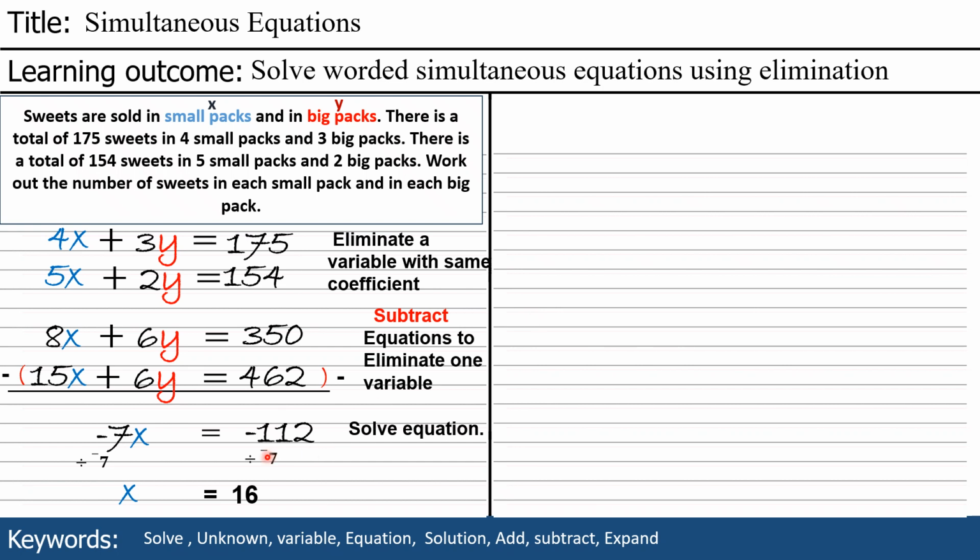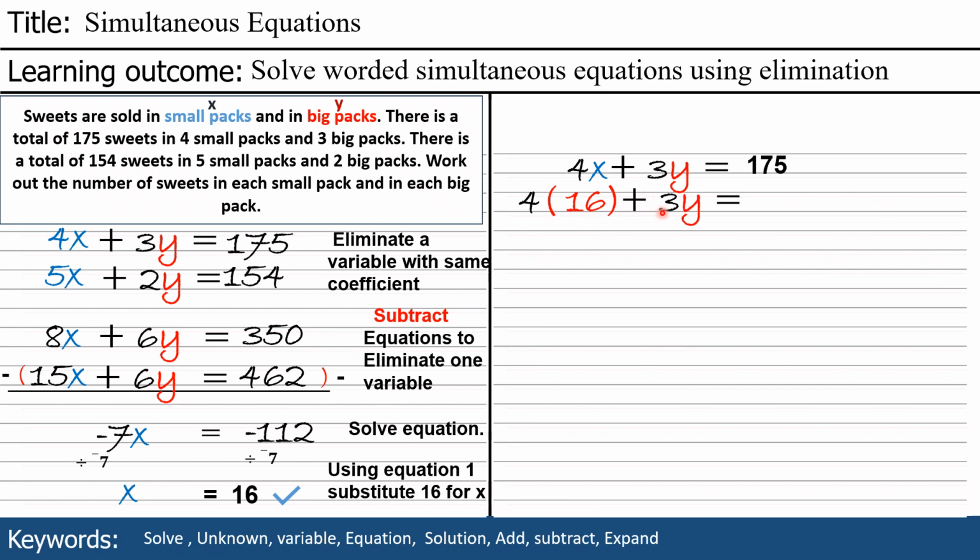Now, stay with us here. We will replace our x with 16 in equation 1 in order to find y. So let's write equation 1. Now replace our x with 16, so that's 4 times 16 add 3y equals 175. Now, 4 multiplied by 16 is 64.